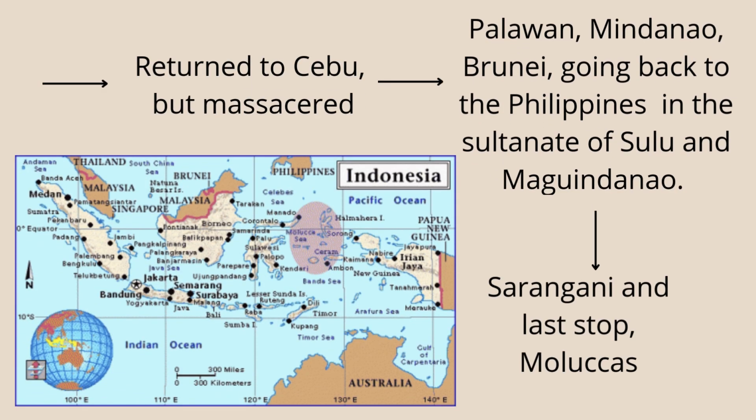They returned to Cebu, but some of the survivors were massacred. So they went back out, to Palawan, Mindanao, Brunei, then back to the Philippines in Sulu and Maguindanao. The last stop in the Philippines was Sarangani, where they were stranded. And finally, the last stop was the Moluccas. They reached it in the same year. There it was, the Spice Island that they were looking for.